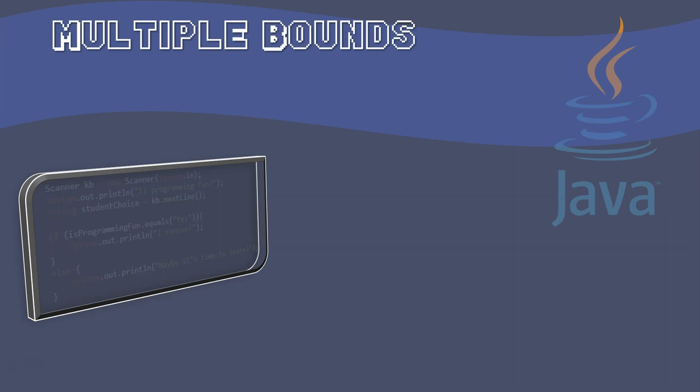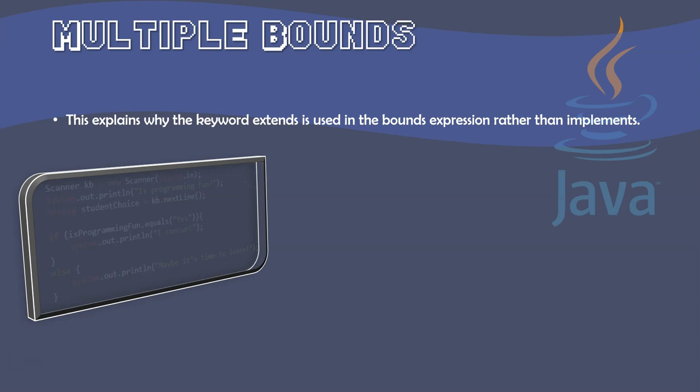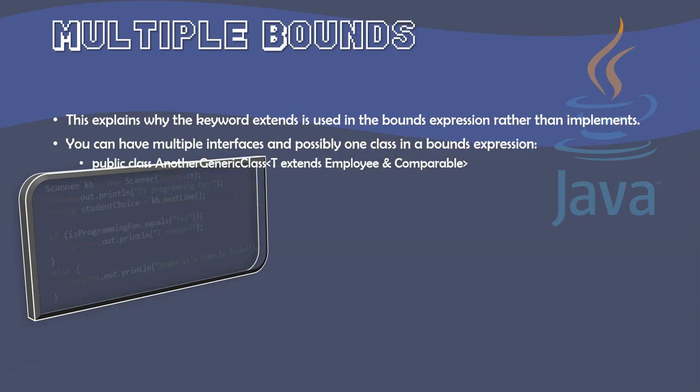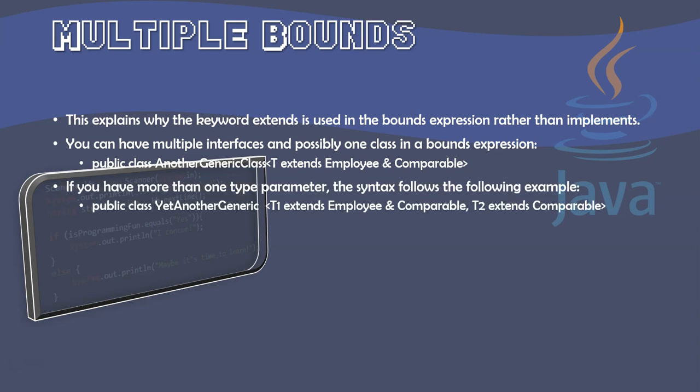And this, of course, can lead us to wanting to say, maybe I need multiple bounds. Can I do multiple bounds? Well, this is why we want to use the keyword extends instead of the word implements. Because in order for us to do this properly, you can have multiple interfaces and possibly one class within that bounds expression. So if we say public class, another generic class, T extends Employee and Comparable, it's using both a class and an interface here.